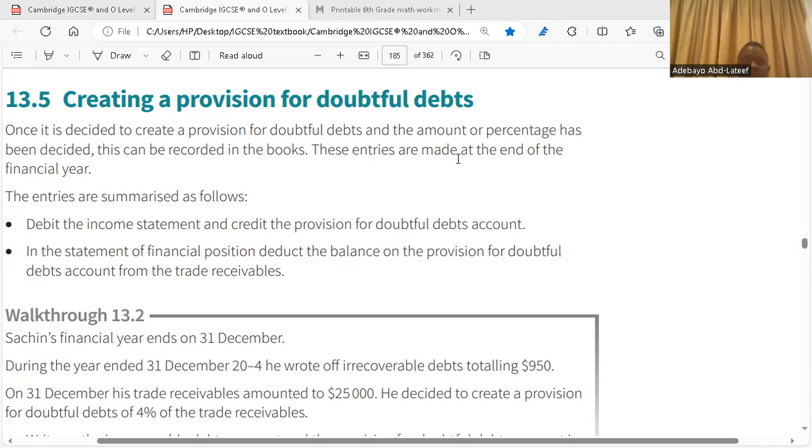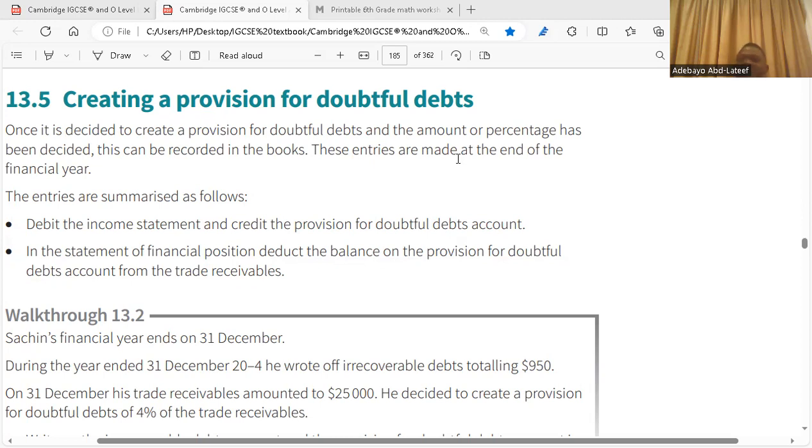So if this is done, the first entry you do is this. In your income statement, there's going to be a double entry, yes or no? Yes. Okay. For the double entry, your income statement account will have a debit entry for the amount that has been set aside for the provision for doubtful debt. Then you prepare your provision for doubtful debt account, which will be a credit entry for that amount. That's the first thing. Do you get it?